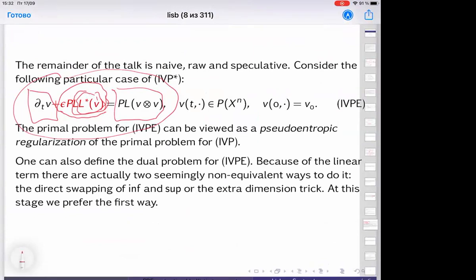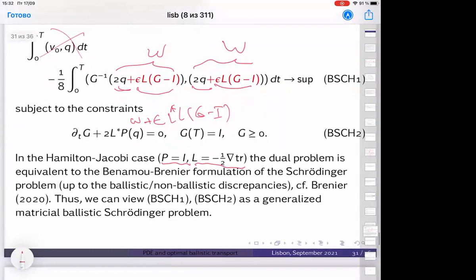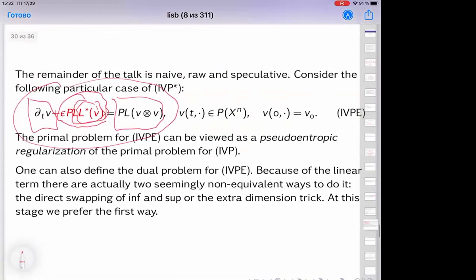Because in the case of Hamilton-Jacobi, this thing is Hamilton-Jacobi-Bellman. So the primal problem would be Hamilton-Jacobi-Bellman, the regularized one. And then you do the dual problem, and then you get the Schrodinger problem. That's why this is quite a general abstract analog of the Schrodinger problem, which you can do for basically any PDE which has this structure, right, the quadratic structure.